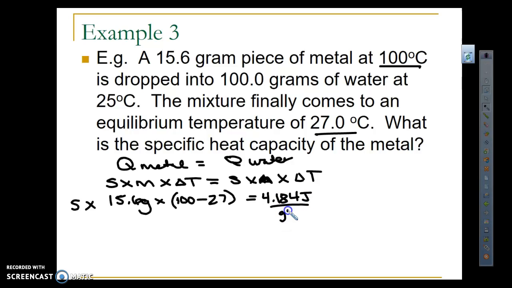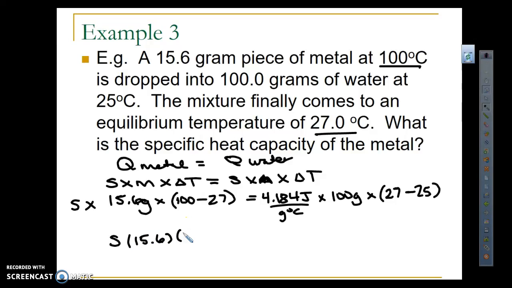You can look that up on the table. The mass of the water is 100 grams, and this is exactly like your lab. It came to 27 degrees, but it started at 25. Now, notice I am doing this so I'm only going to get positive numbers here, so make sure it's the hotter minus the colder. All right, so what I'm going to do is clean this up a little bit.